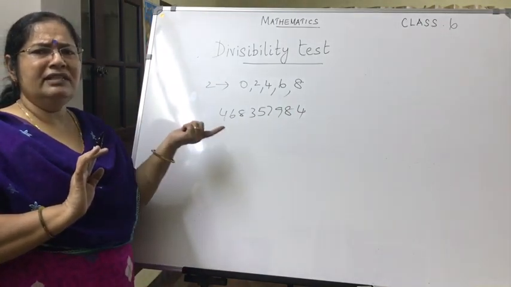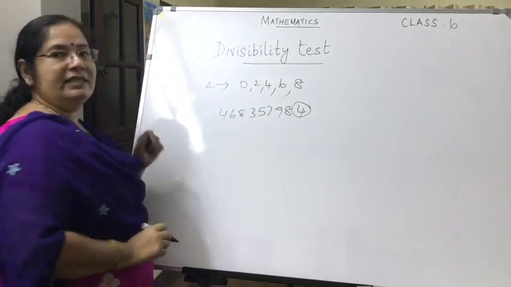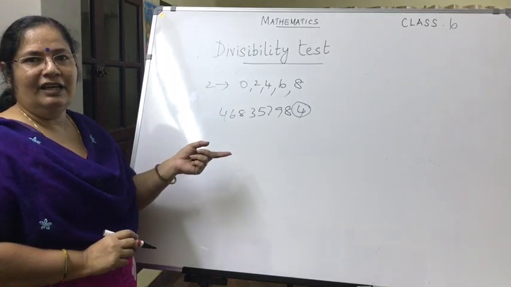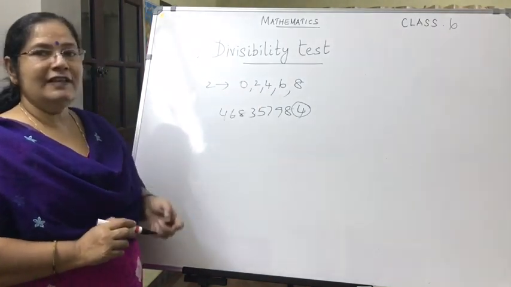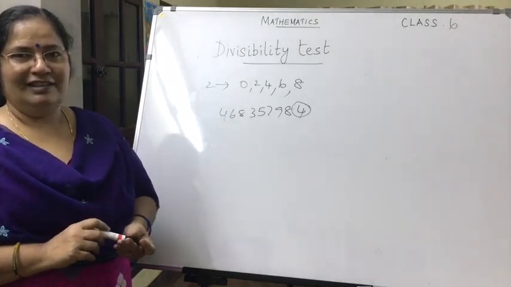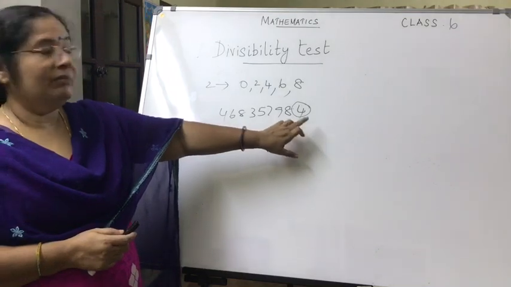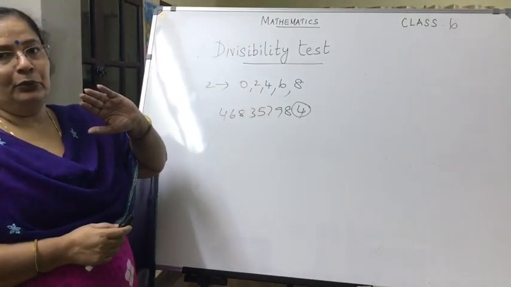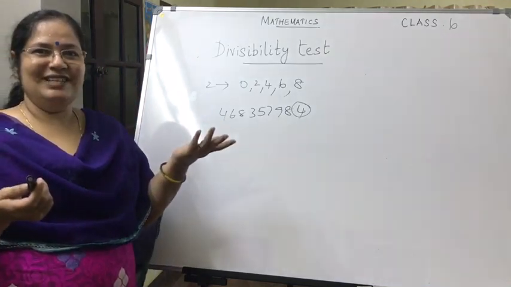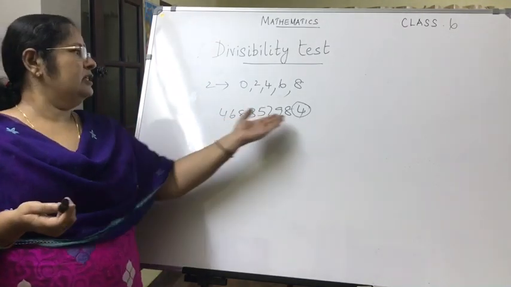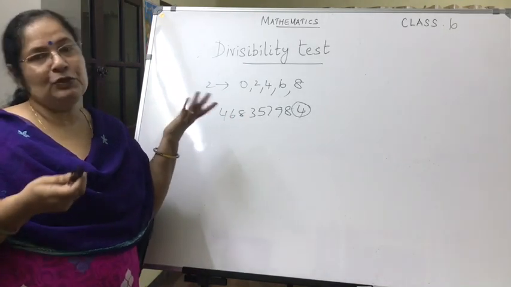Very easily you can say, yes. Why? Because the units place digit is 4. It comes in this category. What are these numbers called? 2, 4, 6, 8 are called even numbers. So if the number in the units place is an even number, plus if it is a 0, then the number will be divisible by 2. Now it is easy, no? Very easily we have found out, for such a big number, whether it is divisible by 2 or not.